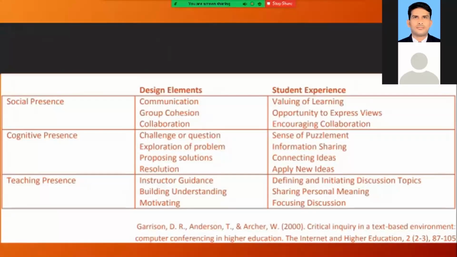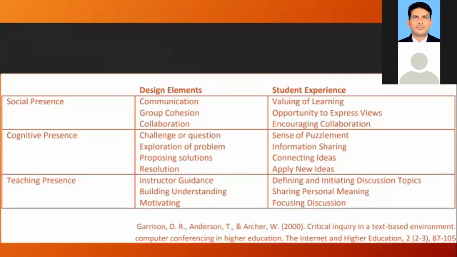So Garrison summarized all three presences in a tabular form. In social presence, we talk about communication, group cohesion, and collaboration. In cognitive presence, we talk about challenges or questioning, exploration of problems, and proposing solutions and resolutions. In teaching presence, we talk about instructor guidance, building understanding, and motivating.